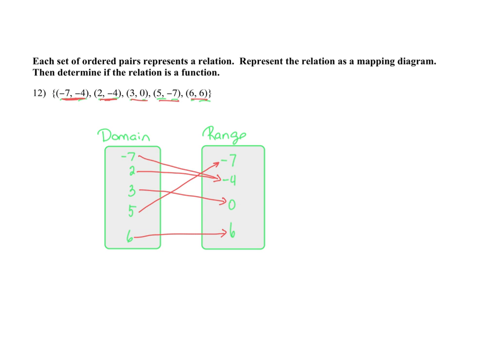And so remember, all I'm looking for is, do each of these x values go to only one y? This -7 only goes to one y. The 2 only goes to one y. The 3 only goes to one y. 5 and 6, they each only go to one y. It doesn't matter that 2 of these go to the same y. That is fine. As long as each one of these only goes to one number, it is a function. So this is a function.